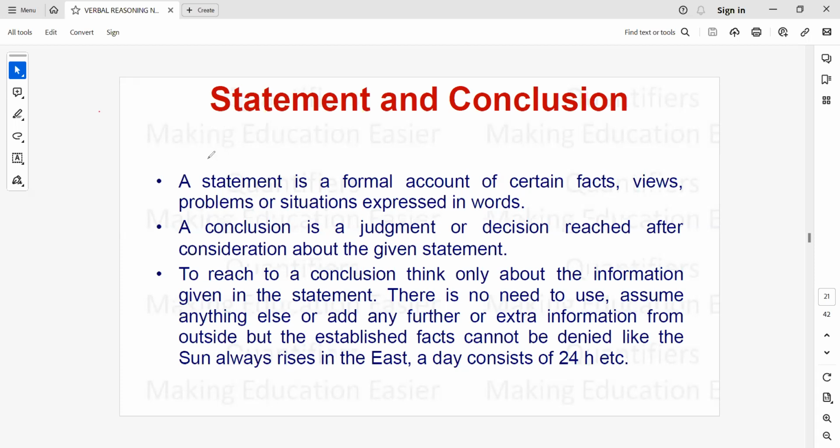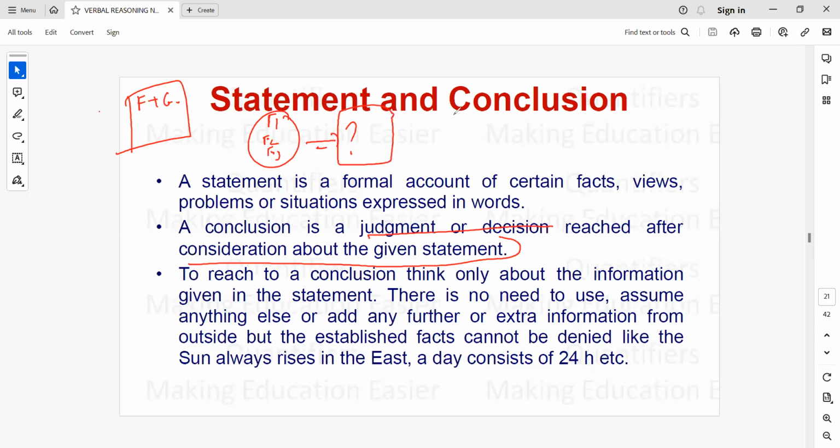Now let's see what a conclusion is first of all. A statement is a formal account of certain facts. A conclusion is a judgment or decision reached after consideration about the given statement. Remember, I told you that an argument is a combination of a fact and a conclusion. So the author gives fact 1, fact 2, fact 3. Why has he given the facts? To reach one particular point that he desperately wants to convince us of, and that particular point is known as the conclusion. So it is a judgment or decision reached after consideration about the given statement.